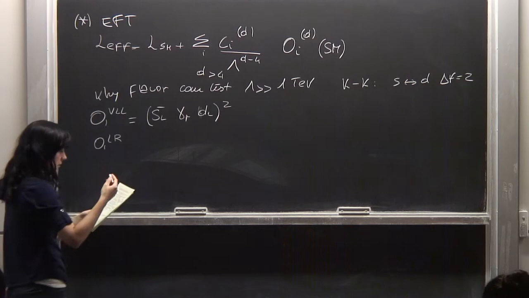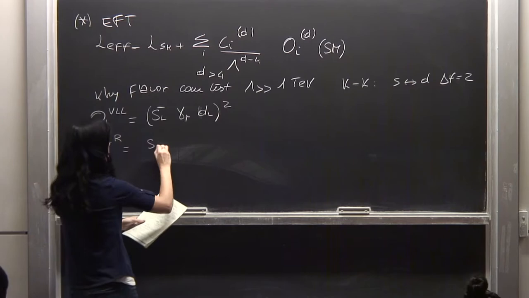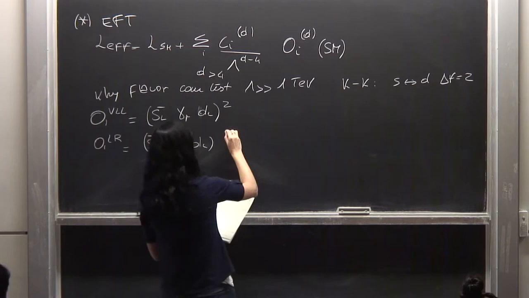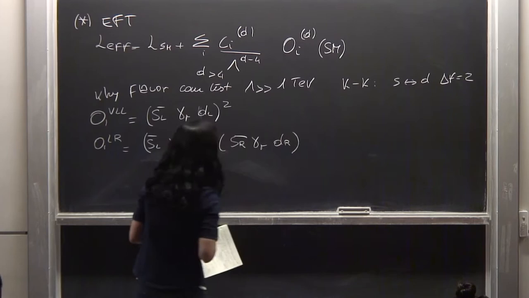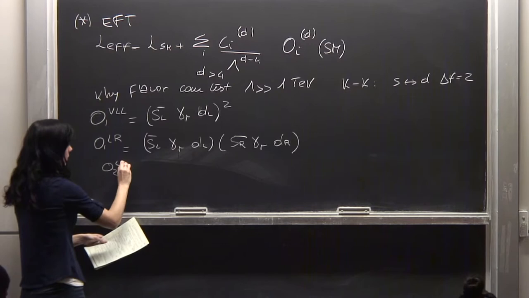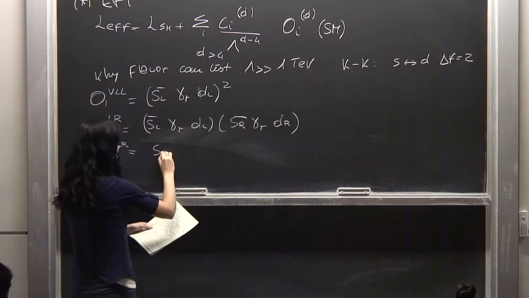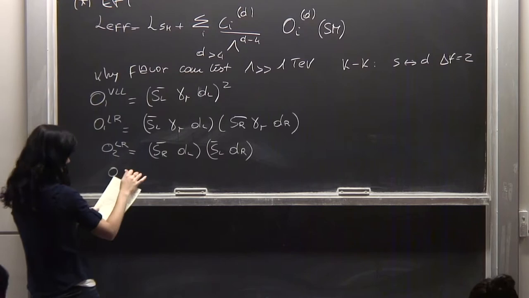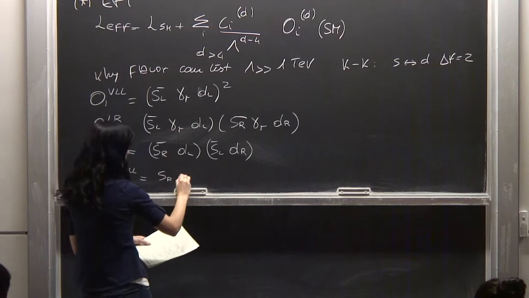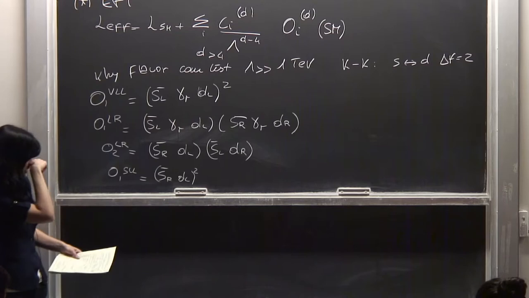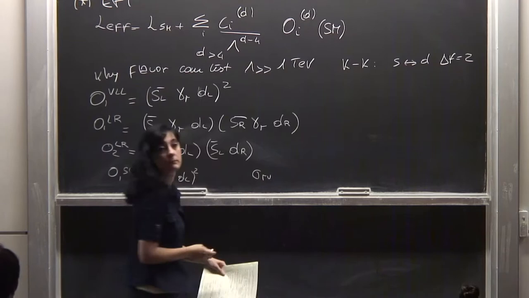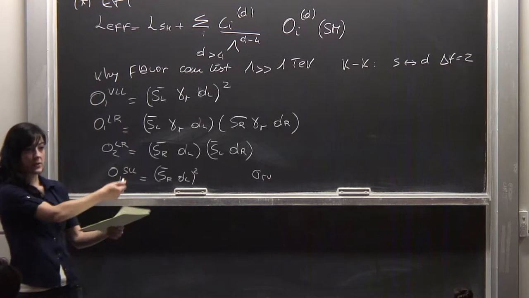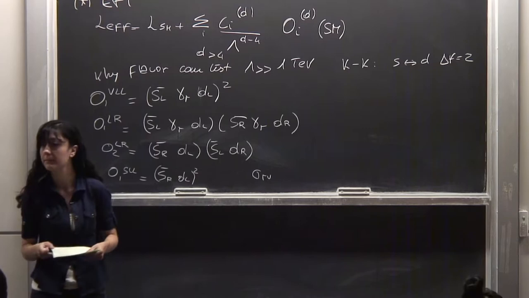So I have structures where I can combine s left, gamma mu d left, but then with a right-handed one. I can have, for example, scalar operators. I don't have this gamma mu, but I will have something like s right, d left, s left, d right. There are several of them that I can write down. And then, in all generality, I can also write down the ones with sigma mu nu. Each of them, of course, will introduce some new physics effect on kaon-antikaon mixing.